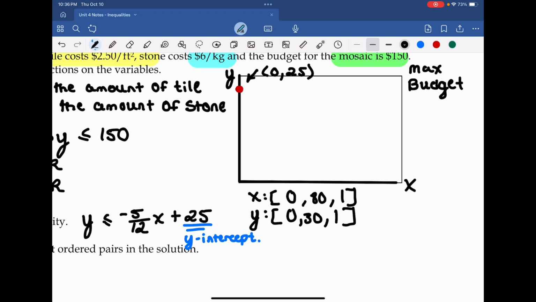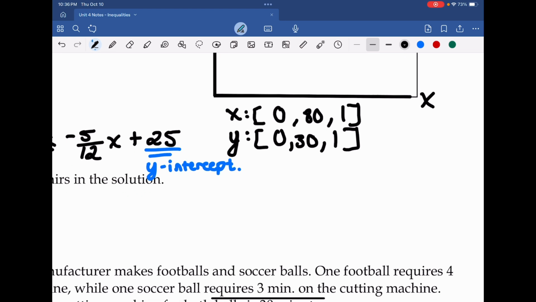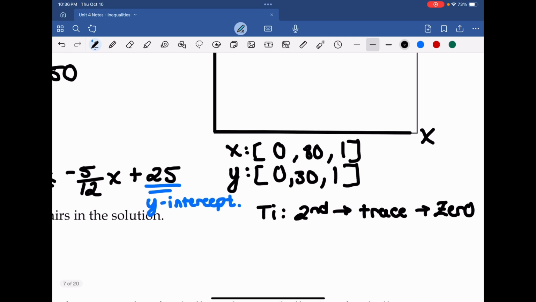Now, if we do this in your calculator, in order to solve for that x-intercept, we can do the following. If you have the TI calculator, you're going to go second, trace, and then 0. You'll do your left and right bounds, and then you'll end up finding that this is at 60 and 0. So the point that will belong here will be 60 for x and 0 for y.